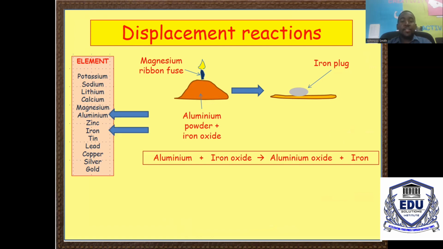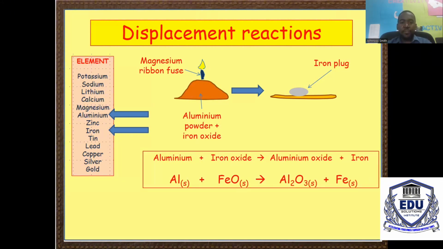If we look at this reaction between aluminum and iron oxide, the two metals are aluminum and iron, and iron is mixed with oxygen. So in order for this to be a reaction, aluminum has to be more reactive than iron for it to take away the oxide from it. And in the reactivity series, we see that aluminum is higher in reactivity than iron. So we will get a displacement reaction.